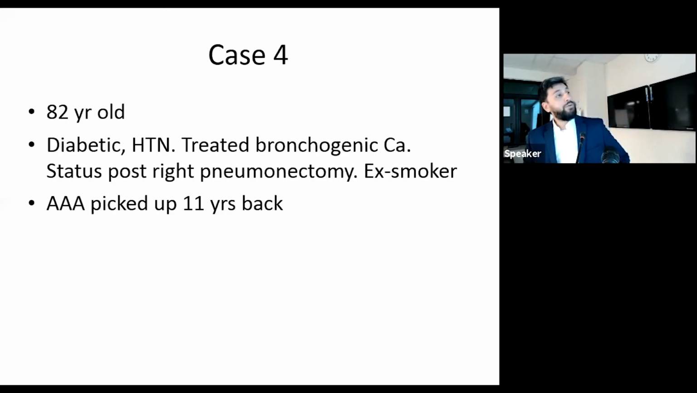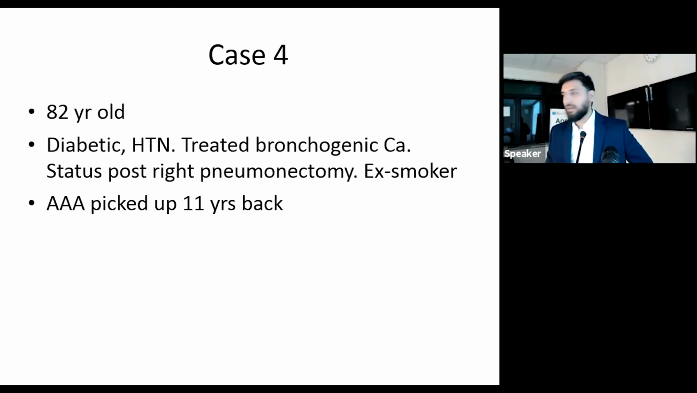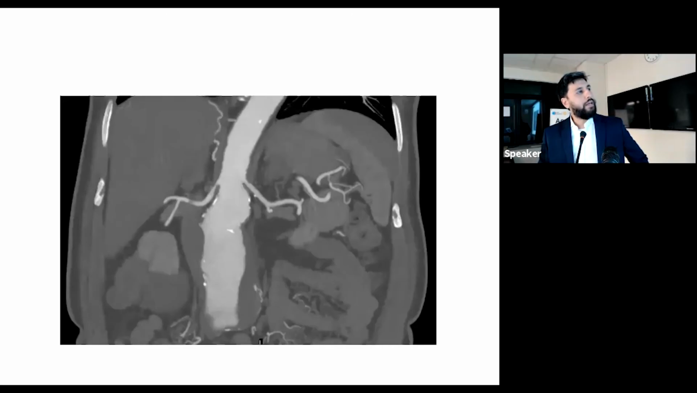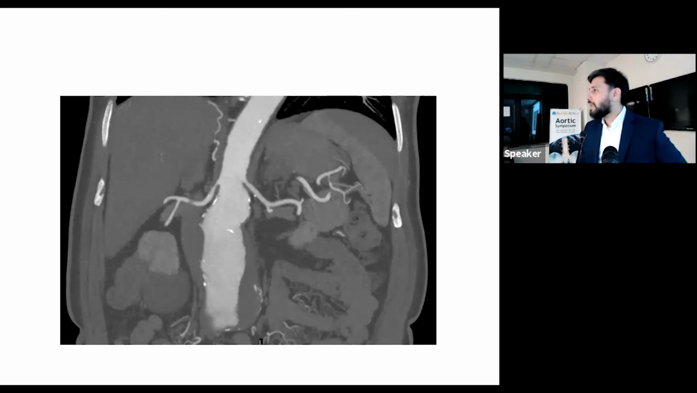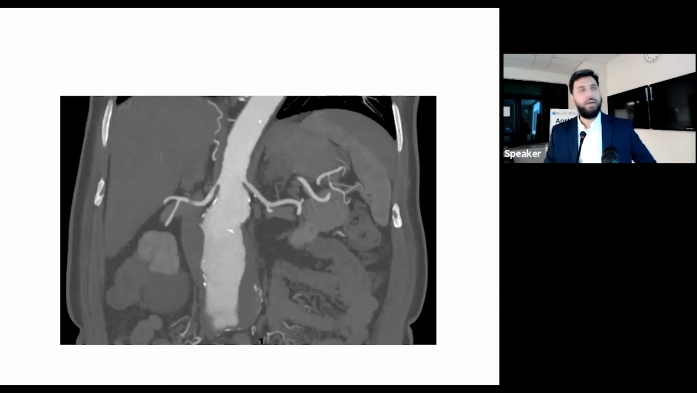This is an 82-year-old who had, I think Dr. Umar had mentioned earlier, a treated lung cancer and was status post pneumonectomy and had this abdominal aortic aneurysm. The difference here is that the neck is non-existent. It's a juxtarenal aneurysm. You can see that immediately. So this is a challenge. It's not for a conventional EVAR. And what we did here was a fenestrated endovascular aneurysm repair.